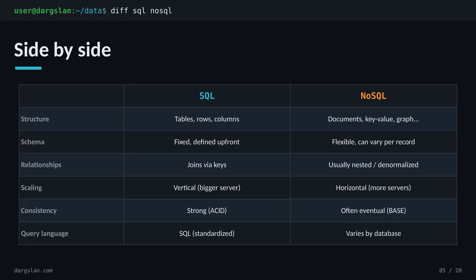So let's put them next to each other and see where they really differ. SQL gives you tables with a fixed schema, joins between them, strong ACID guarantees, and a standard query language, but it typically scales by giving one server more muscle. NoSQL flips most of that. Flexible structures, nested data instead of joins, horizontal scaling across many machines, and usually eventual consistency under the BASE model. Same job, very different philosophies.